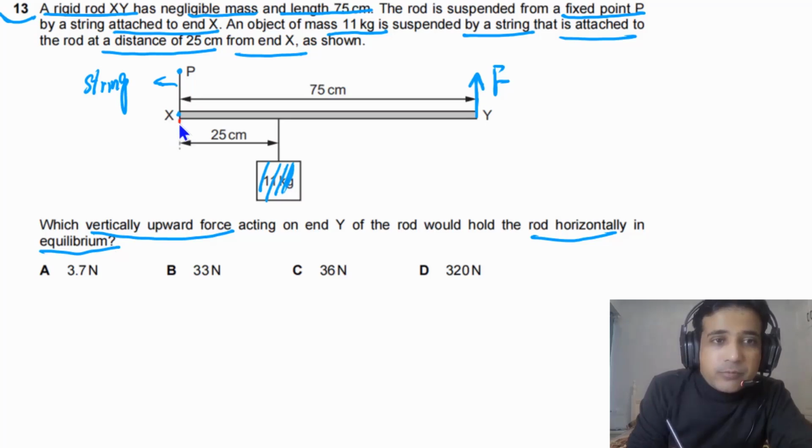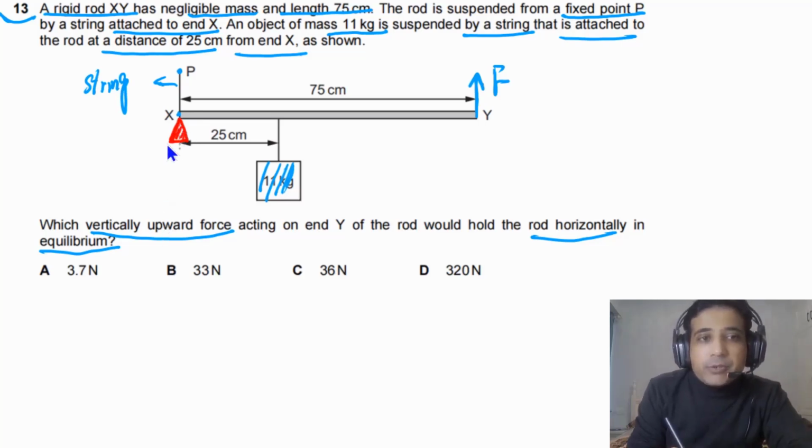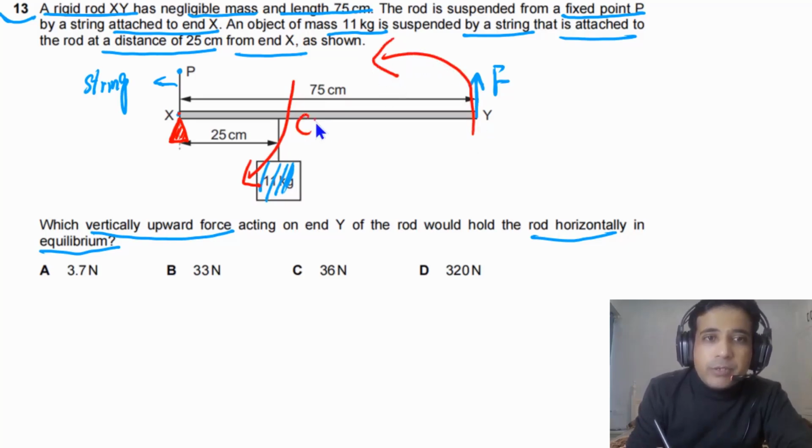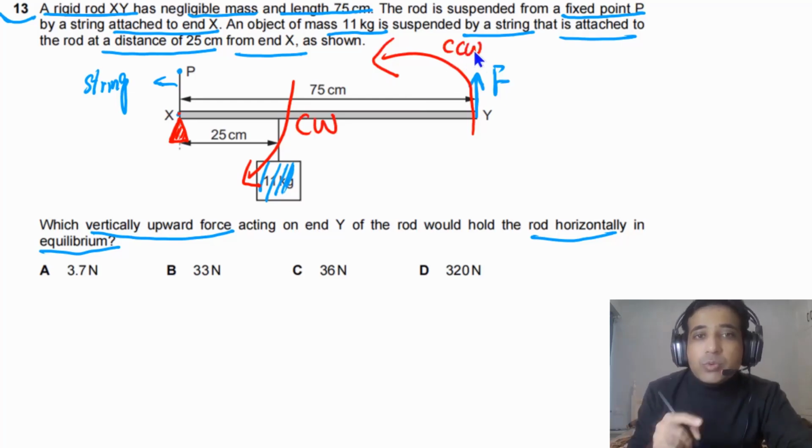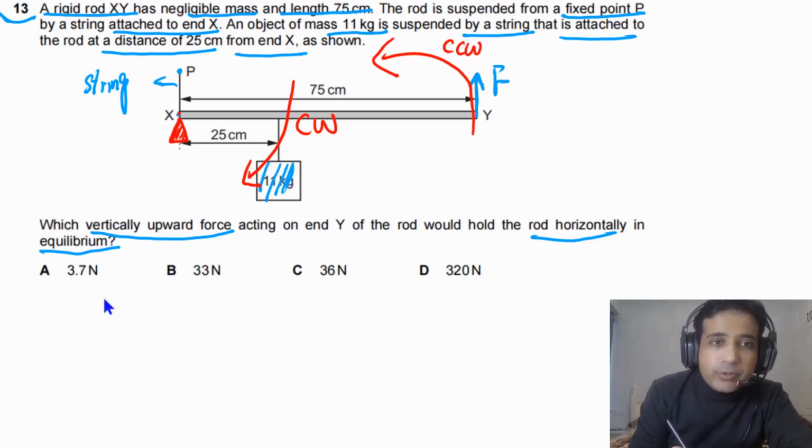The smart way is we can take moment about end X, means we can place our pivot here. So if we take moment about this end, net moment has to be equal to 0. So moment due to this one, this moment will be clockwise, and moment due to this one, this will be anti-clockwise. So this will be clockwise and this moment will be counterclockwise, and these two moments have to be equal to 0.